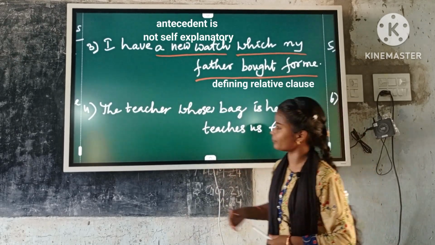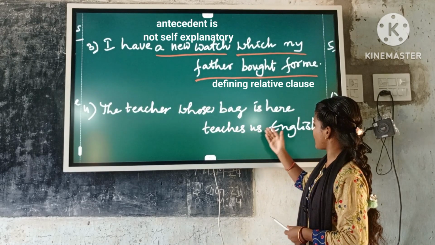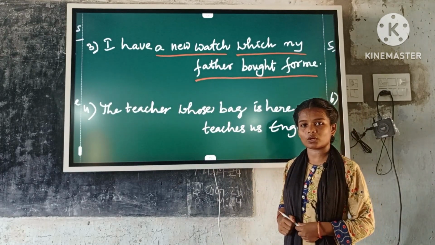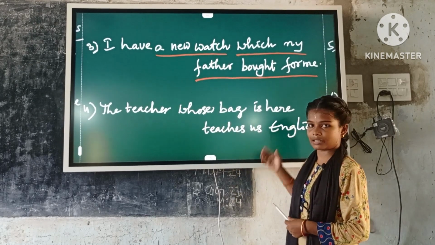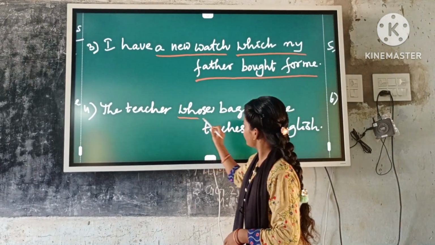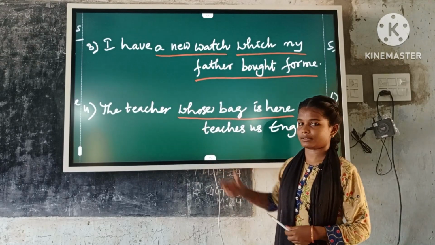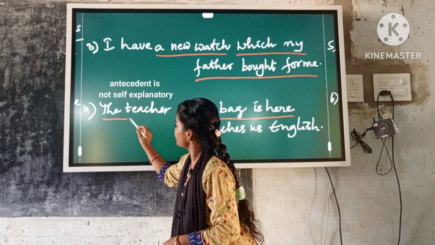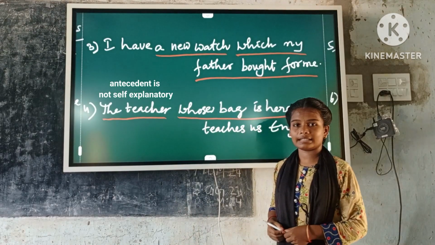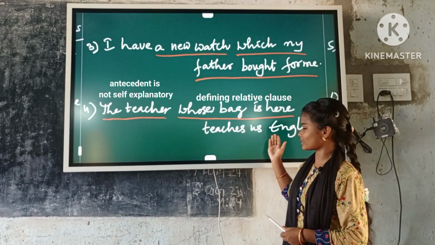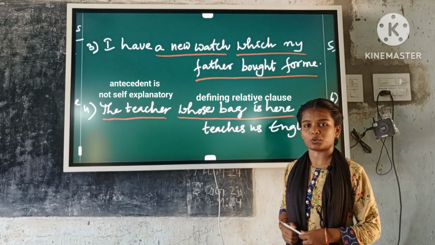Fourth example. The teacher whose bag is here teaches us English. Here relative clause is whose bag is here. Antecedent is the teacher. Here antecedent is not self-explanatory. So this clause is called defining relative clause.